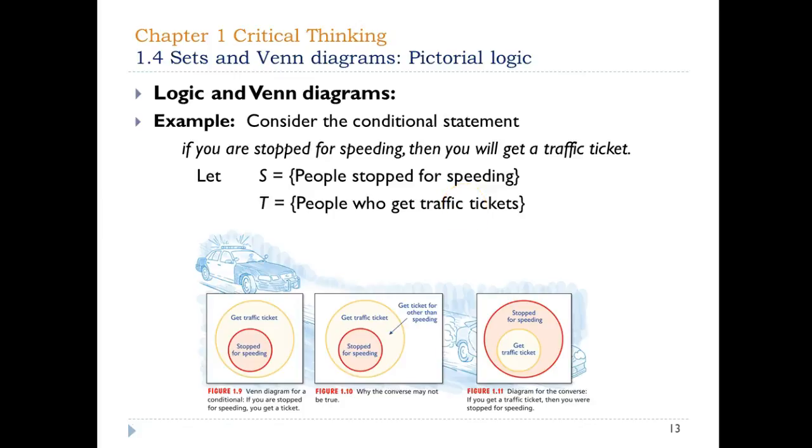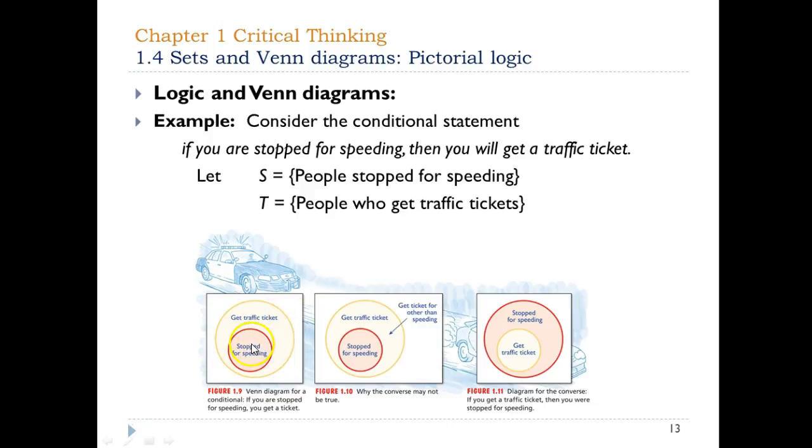Logic and Venn diagrams. Example. Consider the conditional statement: if you are stopped for speeding, then you will get a traffic ticket. Let S be people stopped for speeding and T be people who got traffic tickets. Here's a Venn diagram for this situation. Because it's a conditional, the premise is inside of the conclusion.